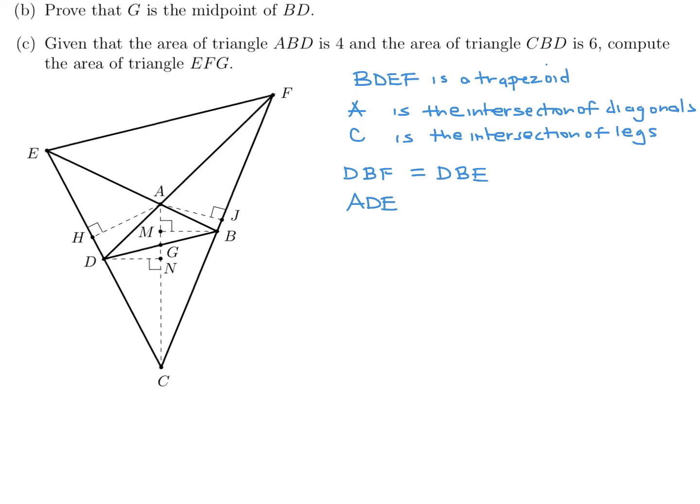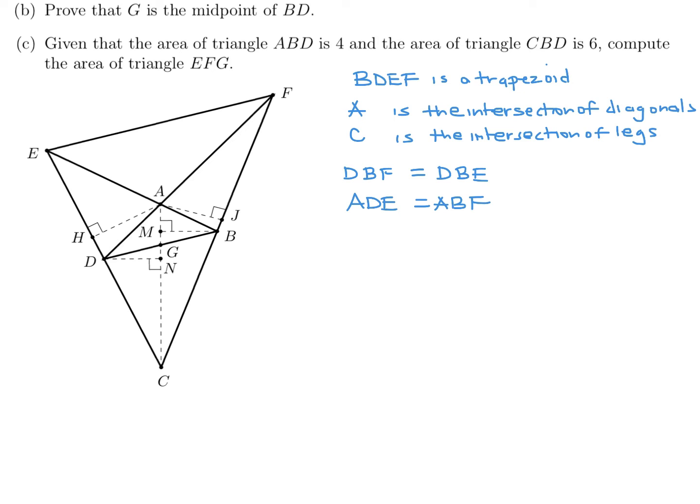So, since those have equal areas, we can also conclude that ADE is equal to ABF. ADE and ABF. Because each of those basically contains DBF and DBE, both contain this triangle. So if you subtract it from both, what you get left with must be equal.